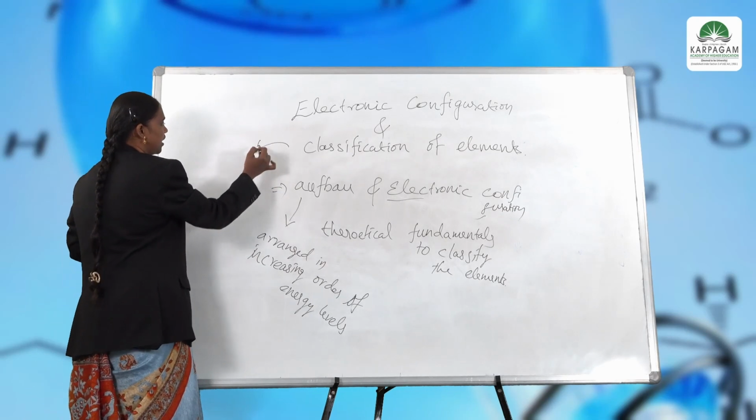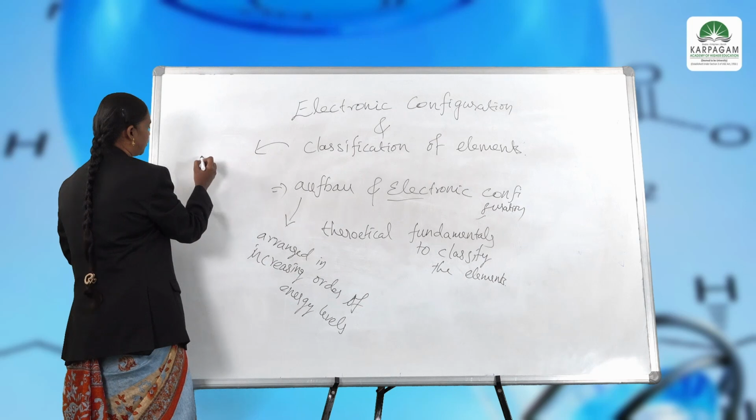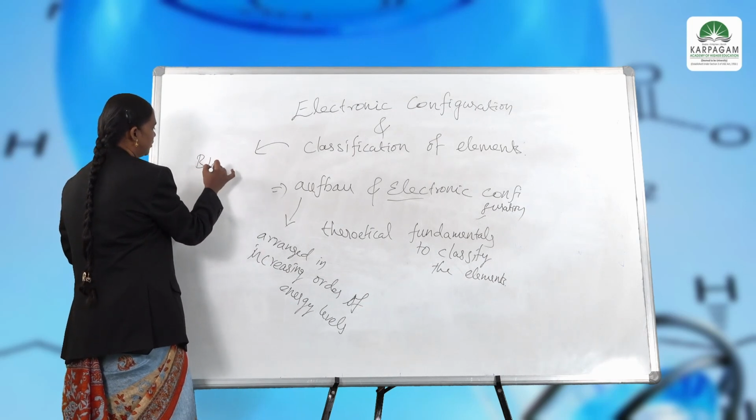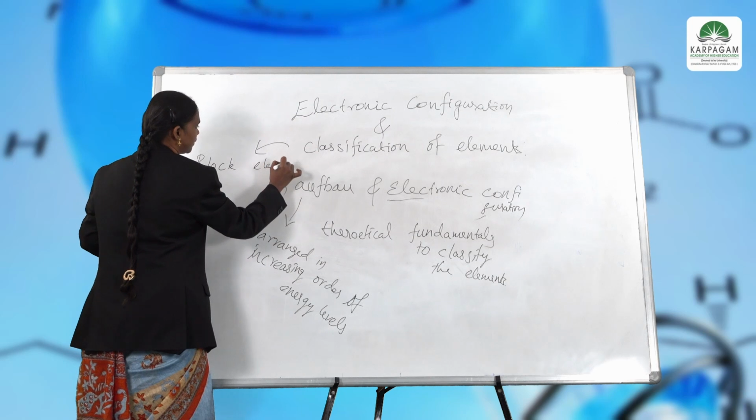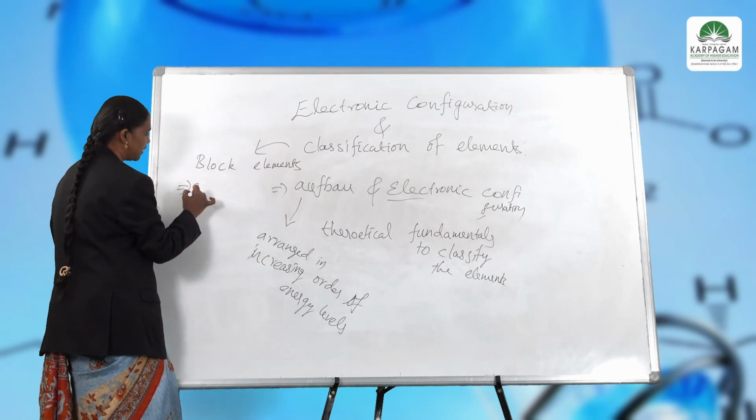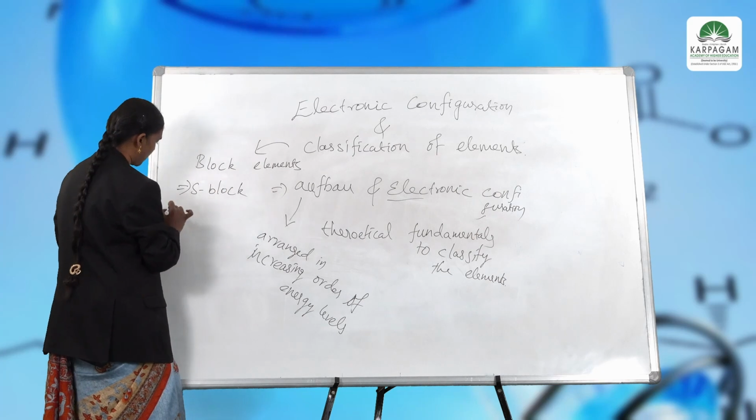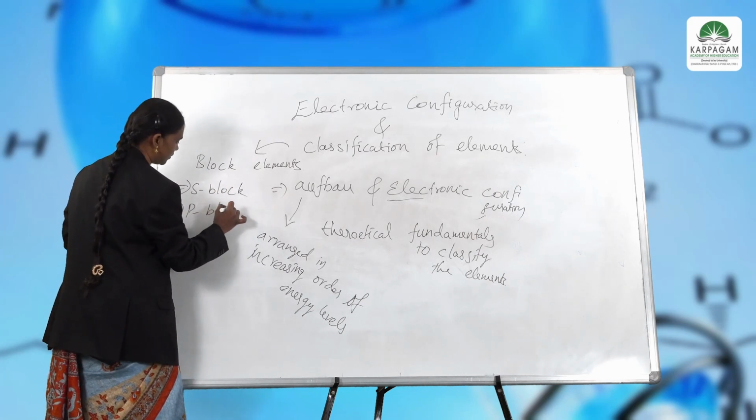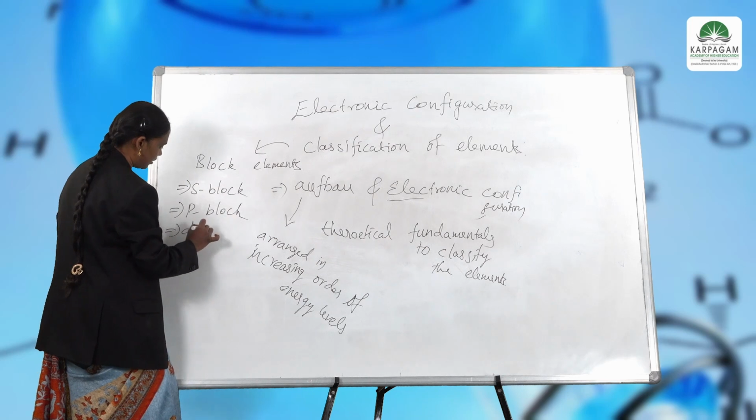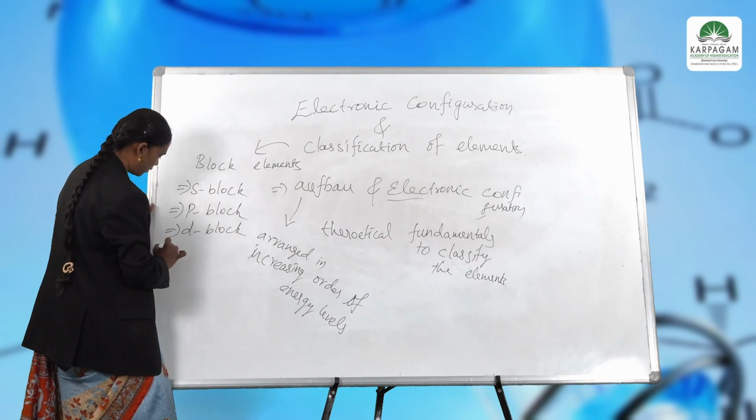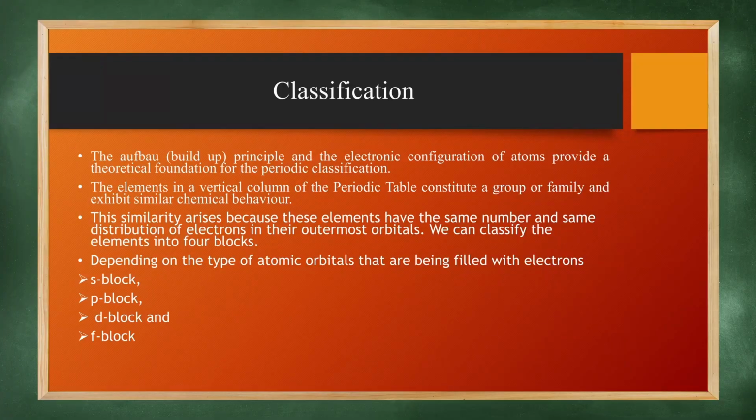We classify the elements into 4 types, that is called block elements: S block elements, P block elements, D block elements and F block elements. After that we will clearly see what is S block, what is P block, what is D block and what is F block elements. Now, first we see about S block elements.